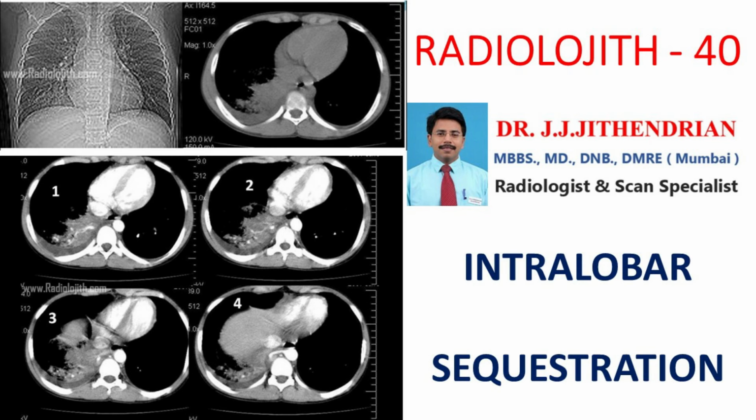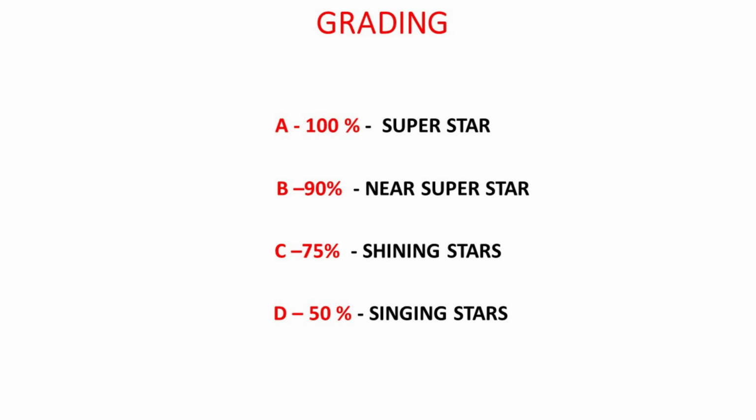So the main important one is the draining vein. If it is drained by pulmonary vein, it is almost always intralobar sequestration. If it is drained by systemic vein, it is almost always extralobar sequestration, right?